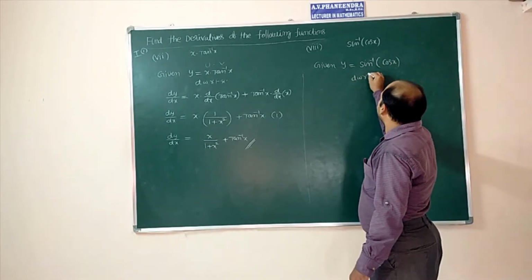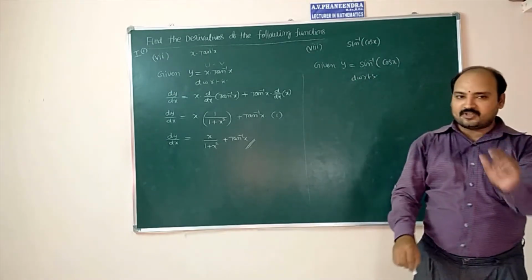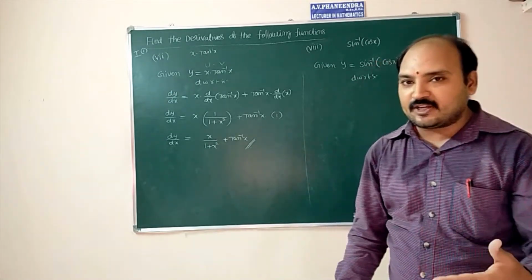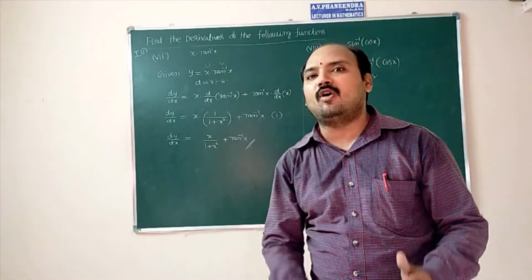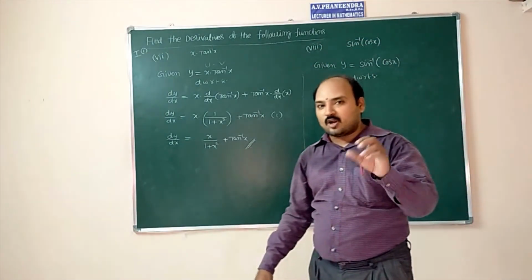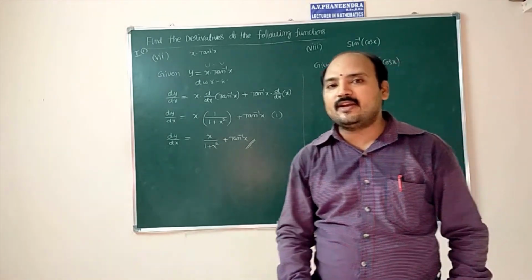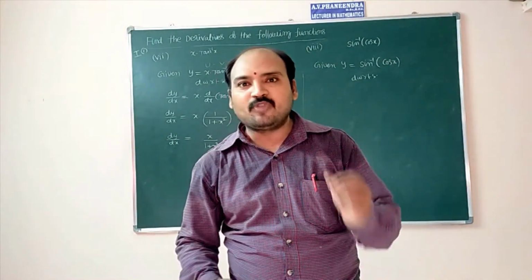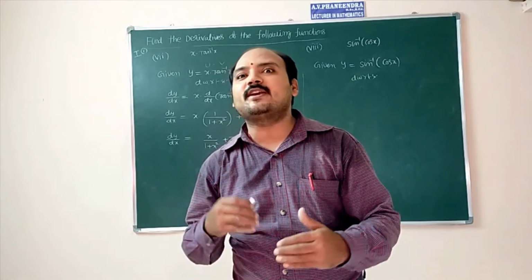Differentiate with respect to x. Here you have to observe that in the sine inverse x function, the cos x function is involved. So what do we have to do? We have to know the differentiation formula of sine inverse x: d by dx of sine inverse x equals 1 by square root of 1 minus x square.